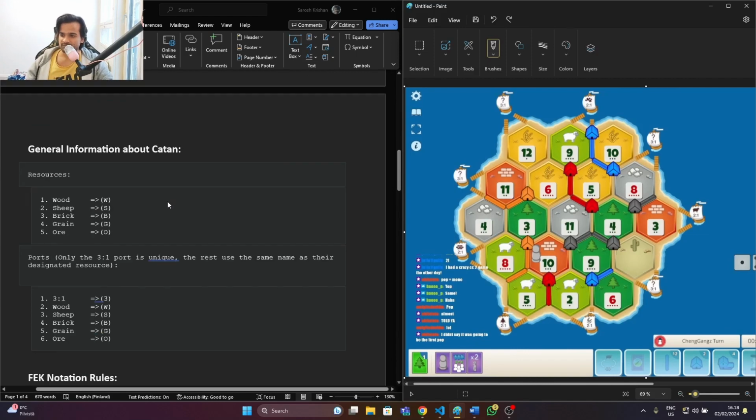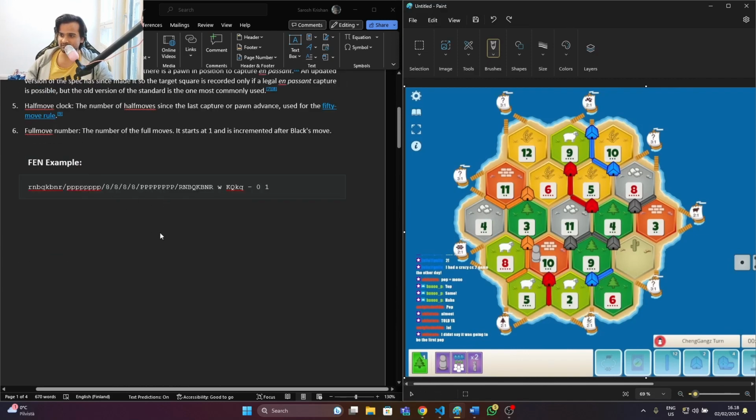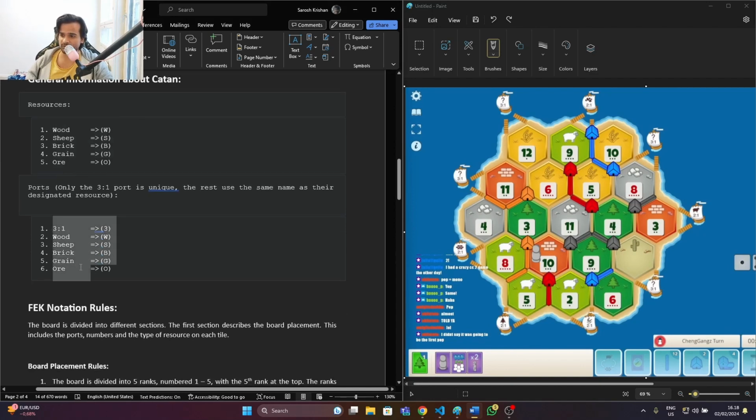Anyway, so we were about to make the notation, something like that, for Catan. This is the general information that we need. So far in the last video, what we did was we used these resources and these ports, and we assigned all of them these characters.